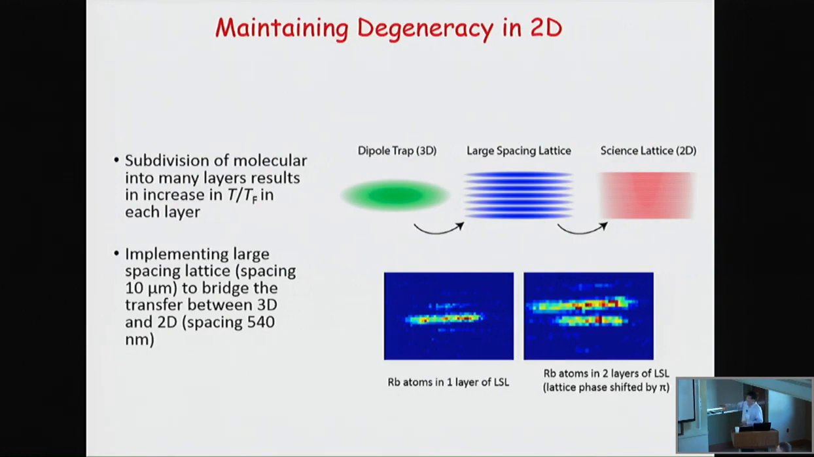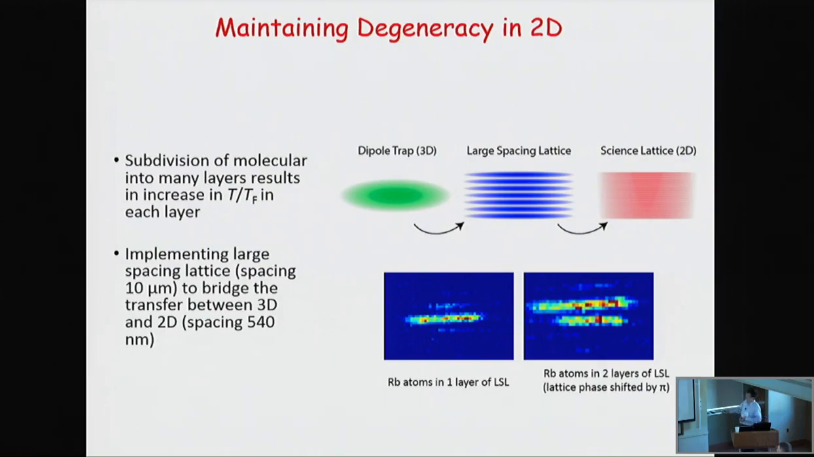That's the first challenge. If you just subdivide, this is the molecular gas there in the dipole trap. If you just load it into the science lattice, 2D, with the regular 1064 laser and a 532 spacing, you can see that it usually will divide into 25, 30 pancakes. We did that experiment also quite a while ago. This division process usually is not fully adiabatic, in the sense that it's not a coherent dividing of the quantum gas, so the T over T_F increases in each layer. Typically, if you just go from here to there, the T over T_F per layer would go up to 5 or so.